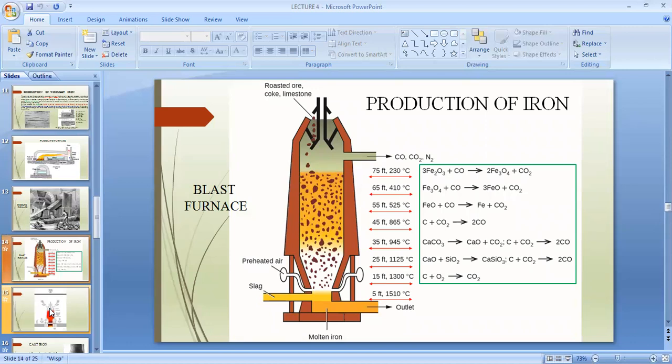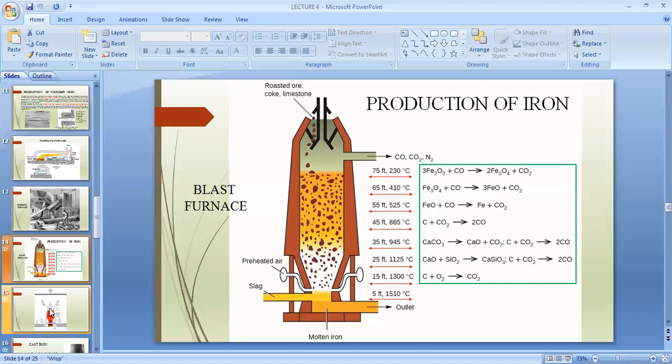At the bottom, we have molten iron, and the slag is collected on the other side. Then we have preheated air, and within the blast furnace, on the top we have coke, limestone, and gases that come out of the upper chambers in the form of carbon monoxide, carbon dioxide, and nitrogen gases. These are the harmful exhaust gases that come out of the furnace, and they must be converted, especially carbon monoxide, which must be converted into carbon dioxide, the less harmful gas.